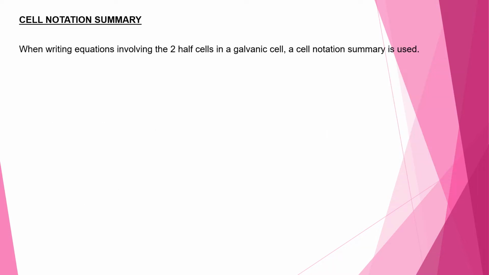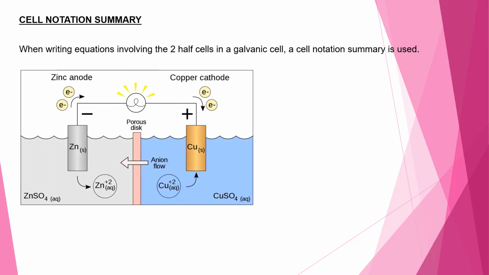So when reactions take place in an electrochemical cell, one cell is having an oxidation reaction while the other one is having a reduction reaction, both of which are separated by a salt bridge. If we have to summarize the reactions, it is written in a cell notation summary. Let's have a look at one example. In this example, there are two half cells which are separated by a porous disc, which is the salt bridge. In one half cell, the zinc is oxidizing to zinc ion, while in the other one, the copper ion is reducing itself to copper.